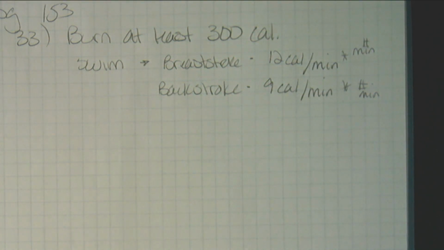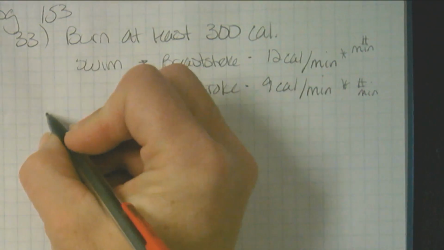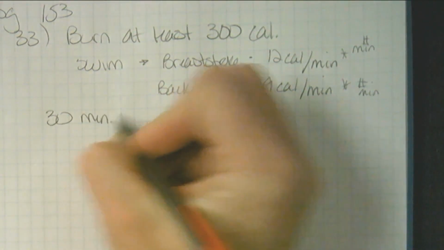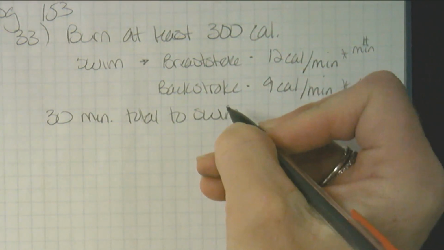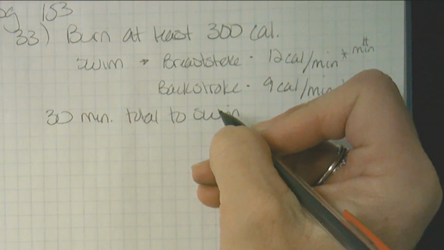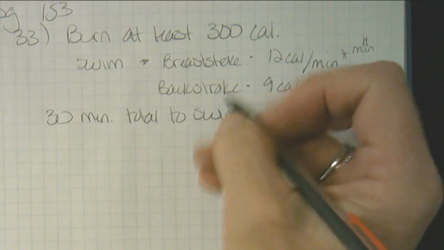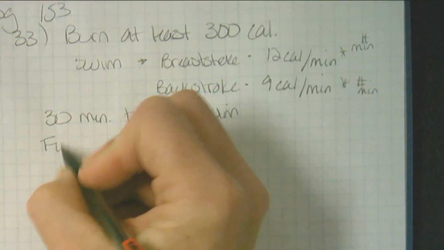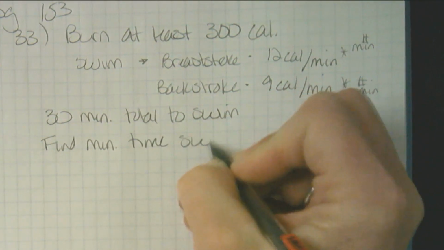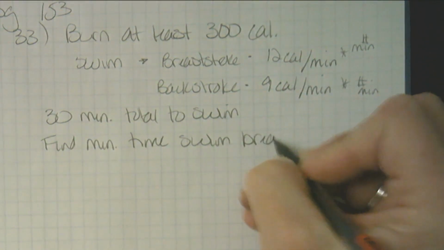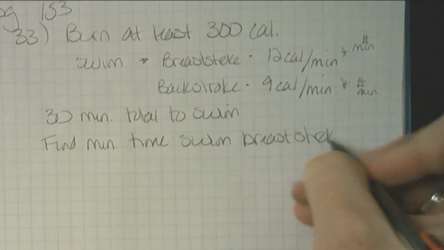Okay. So then it says, if you have 30 minutes to swim laps, so 30 minutes total to swim, what is the minimum amount of time you should spend swimming breaststroke? Okay.